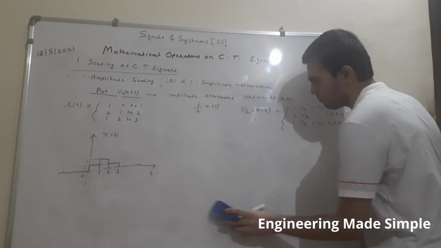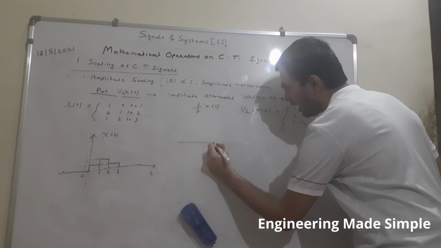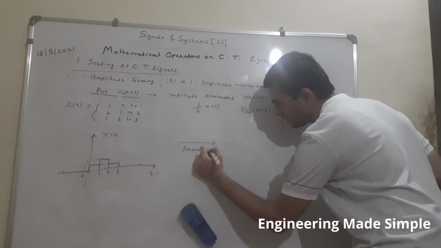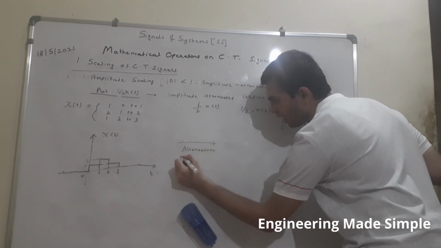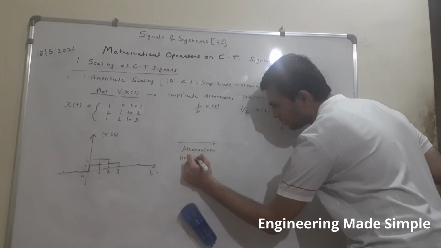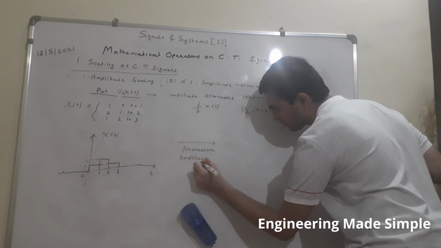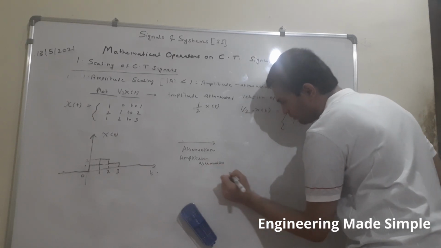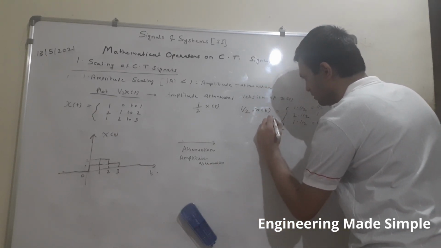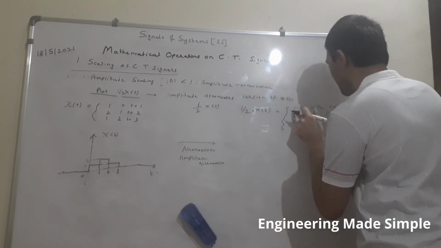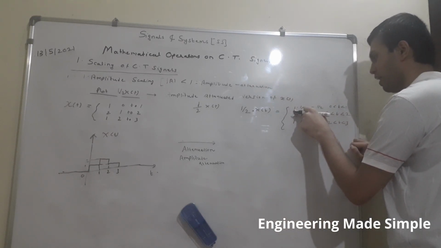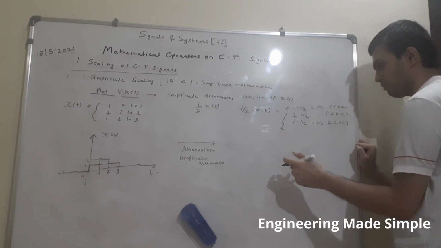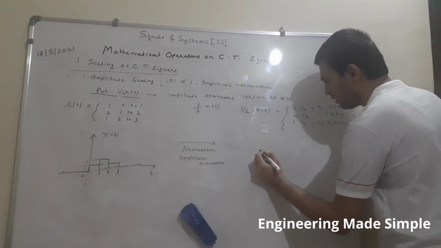Now let us start plotting amplitude attenuation. Both these types come under amplitude scaling only. So we have scaled the amplitude, because whatever we are multiplying, we are directly multiplying it to the signal amplitude which we are having. So now let us plot this.